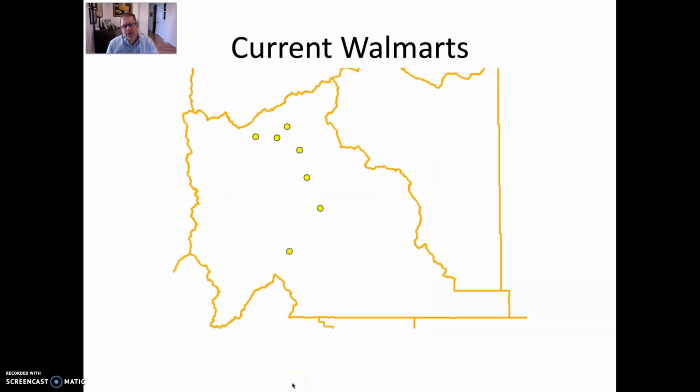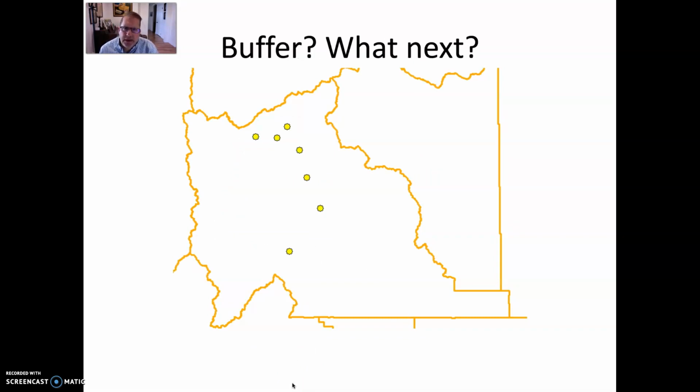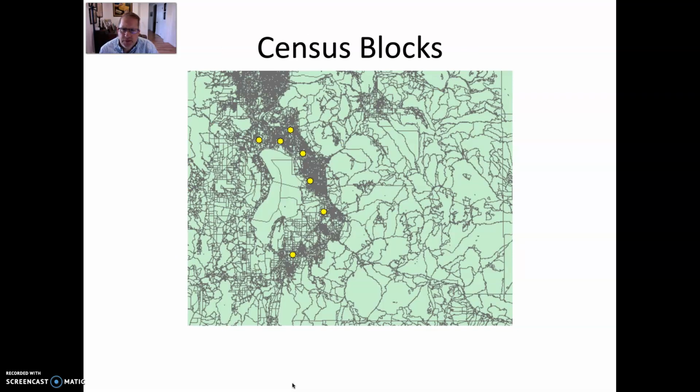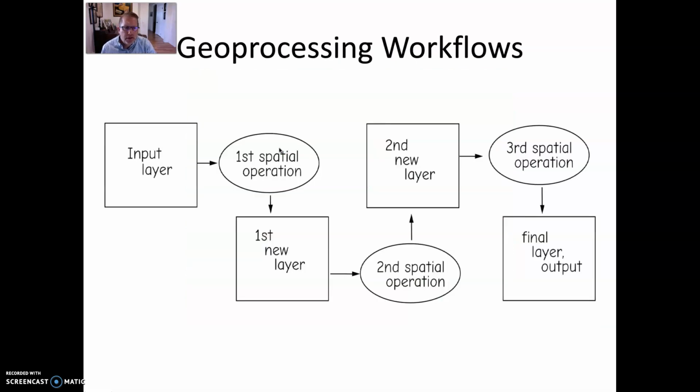Here are current Walmarts. I digitized these using Google Maps as a reference. And now we're going to buffer them. So we've buffered them all, and now we've got census blocks. Also, these are little census blocks. If you zoom in, each one of these is a polygon, and that polygon tells you information about people that live within that spot.